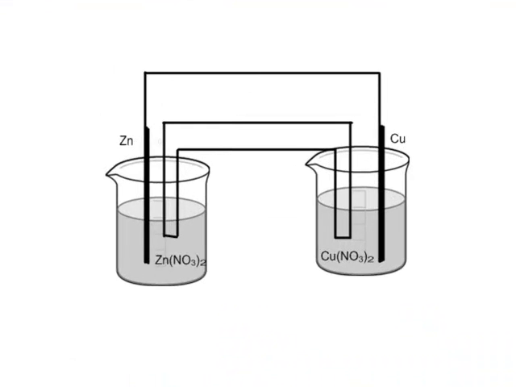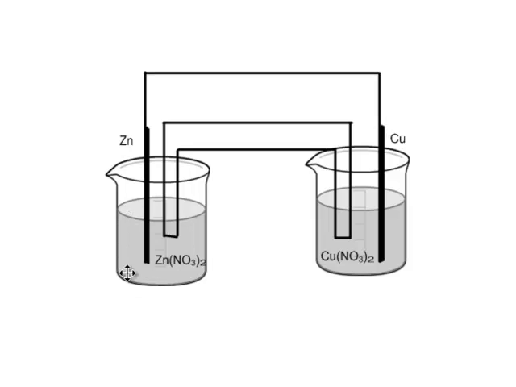This is a picture of an electrochemical cell. This is a piece of zinc here, which we are going to call an electrode. This is a piece of copper here, which is also an electrode. There is a wire connecting these electrodes.